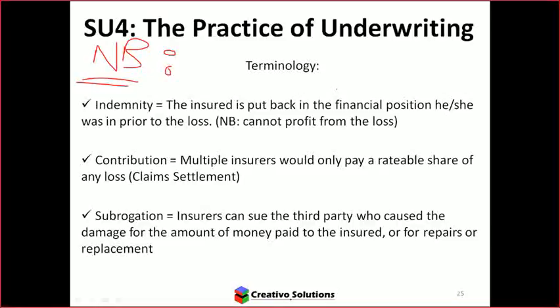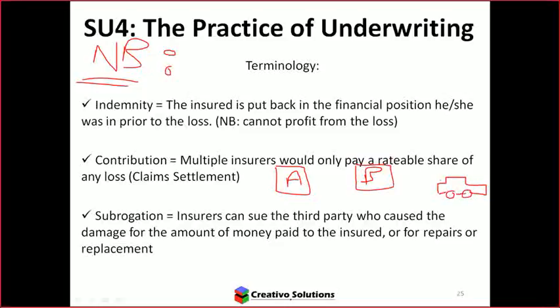Contribution is a little bit more tricky to understand, and here we need to use an example to describe it. I've put a note here: multiple insurers would only pay a ratable share of any loss, the claim settlement. So here's the example. I've got A and I've got B. Both are insurance companies. Then we've got the driver of a vehicle, and that vehicle needs insurance.